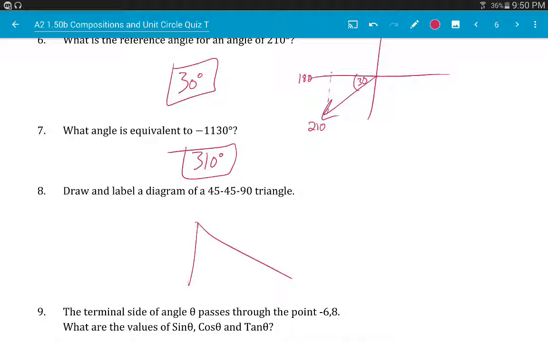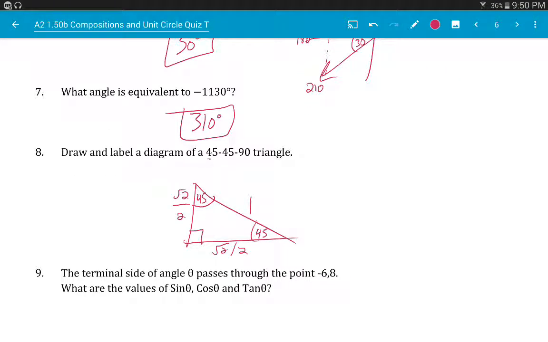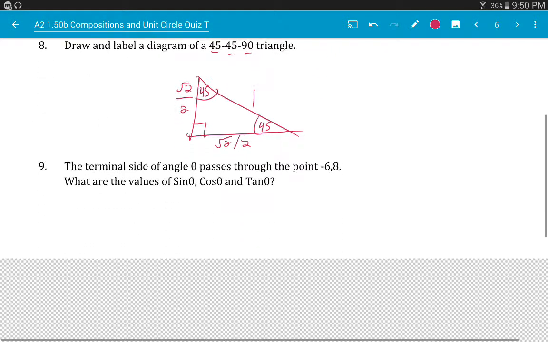Draw and label a 45, 45, 90 triangle. You should already know from the last version, rad 2 over 2, rad 2 over 2, and 1. This is 45 and 45. I'm interested in the side lengths because clearly I already told you what the angles are, 45, 45, and 90. So it's the sides that mattered here.